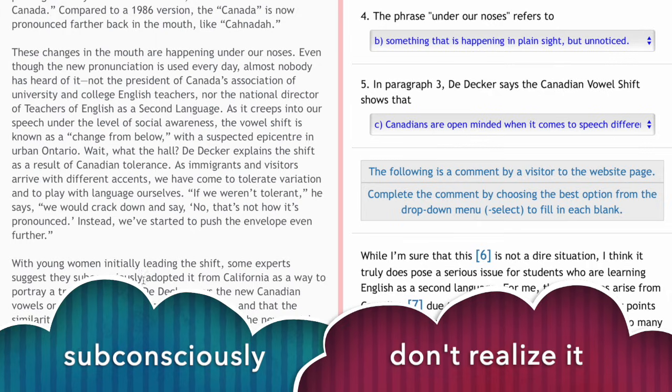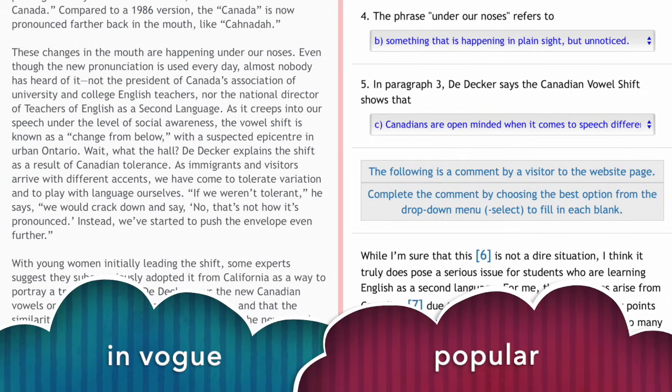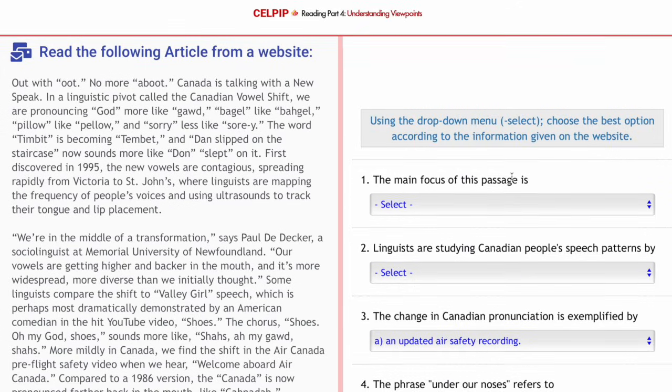De Decker says the new Canadian vowels only partly resemble Valley Girl speech, and that the similarities may be coincidental, by chance. Still, he agrees the new vowels are in vogue, popular. It's like a badge saying, these are all the people I've met, and I have the vowel system to prove it. So it's something trendy, popular, modern, okay? From California, movies, Hollywood. Yes, probably.